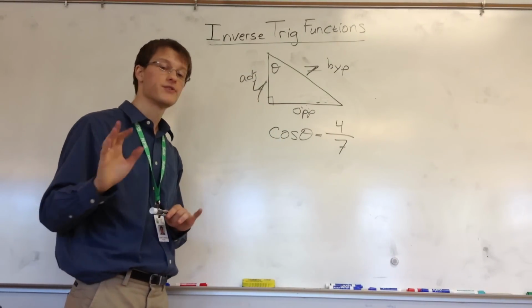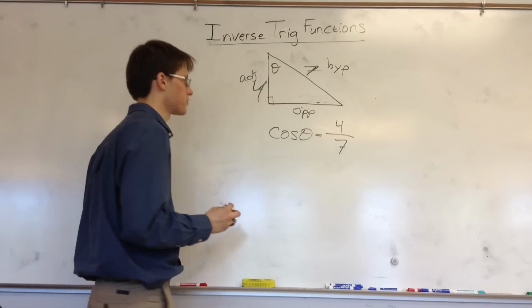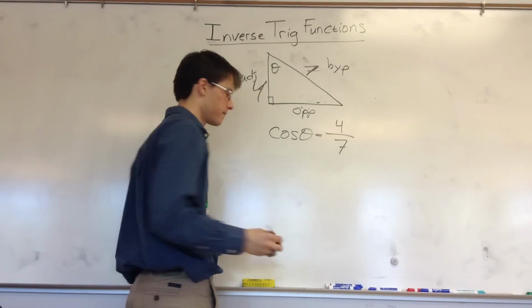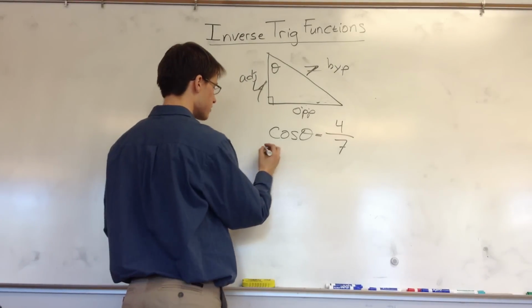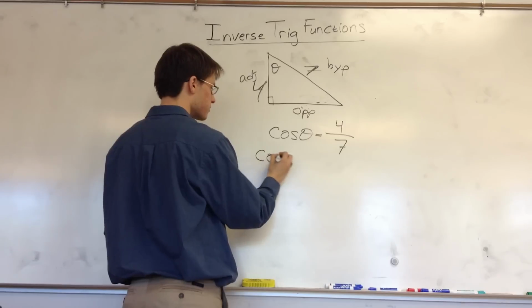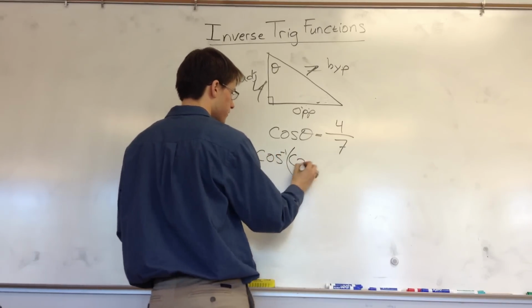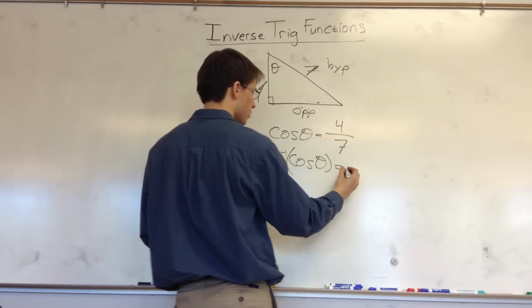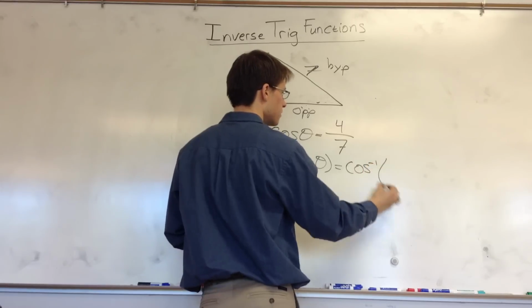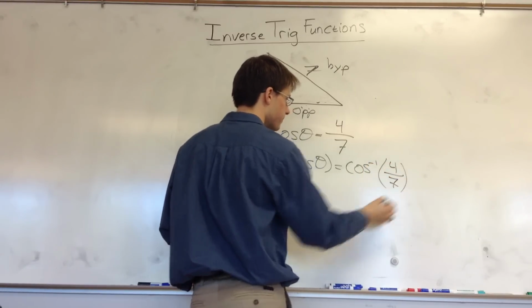Now, step 3 is solve. So again, if you want to undo cosine, you do the inverse cosine. There's also an inverse sine. So you take the inverse cosine of both sides. So we do inverse cosine of the cosine of theta equals the inverse cosine of 4 over 7.